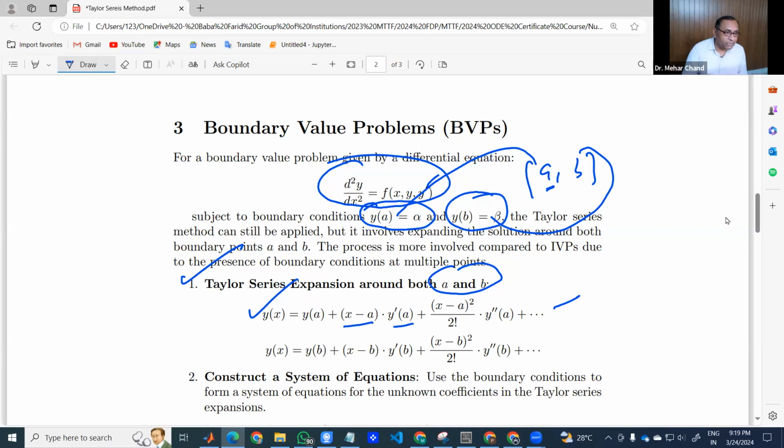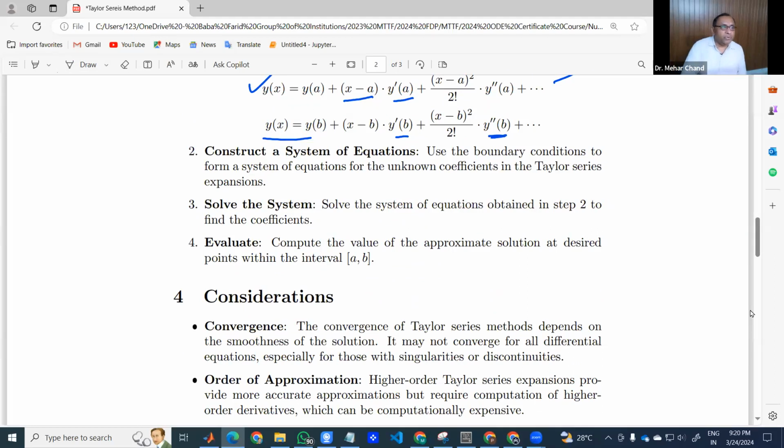Similarly, for the right end point, we can expand the given function y(x) is equal to y(b) plus (x minus b) y'(b) plus (x minus b) square upon 2 factorial y''(b) and so on. After that, we need to construct the system of equations. After establishing these two equations, we use the boundary conditions to form a system of equations for the unknown coefficients in the Taylor series.